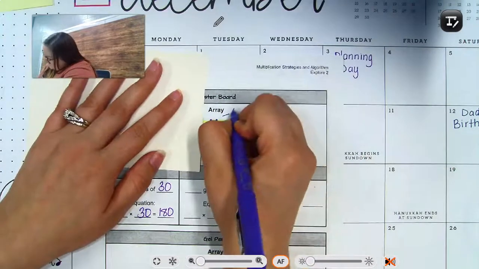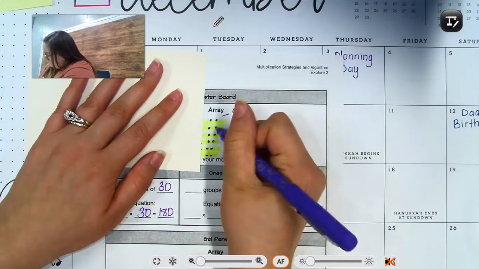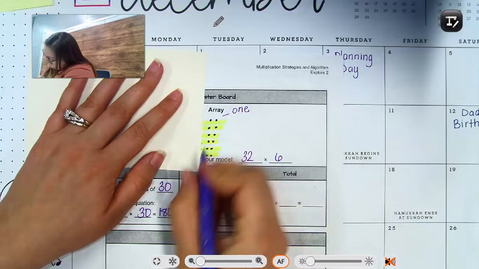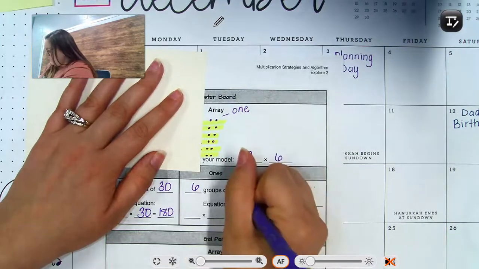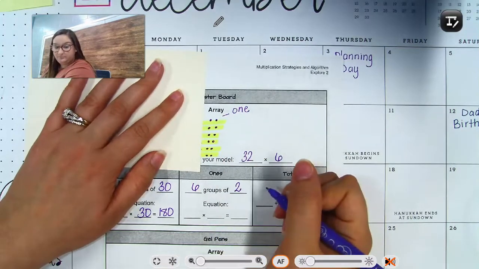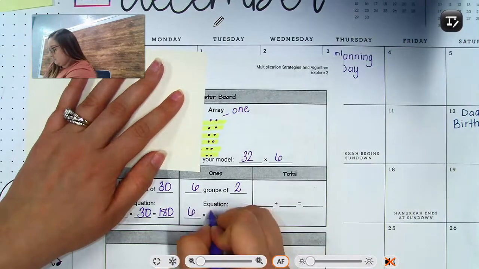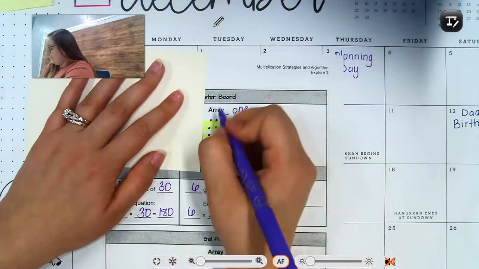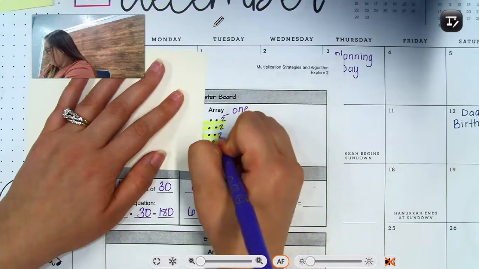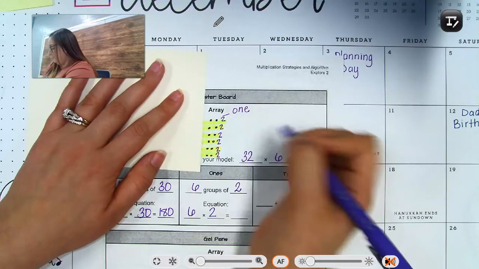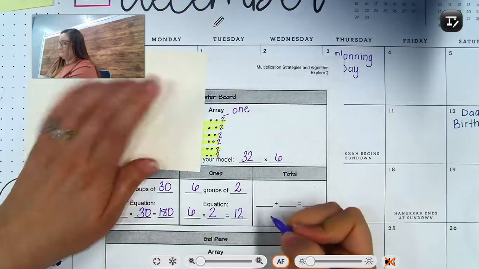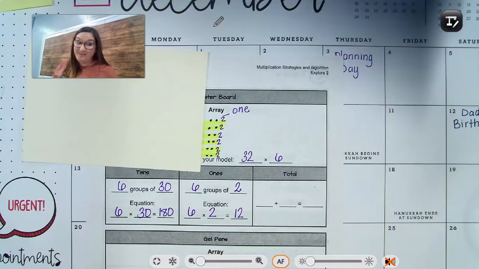These are our ones. Okay, I have 1, 2, 3, 4, 5, 6 groups of 2 because there's 2 in each group. So that means I'm going to do 6 times 2. Guys, we can skip count. 2, 4, 6, 8, 10, 12. Okay, or I sent home math facts with you. So if you know 2 times 6, you know 6 times 2.